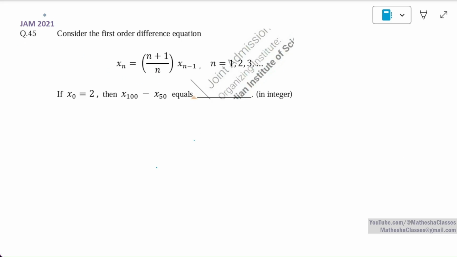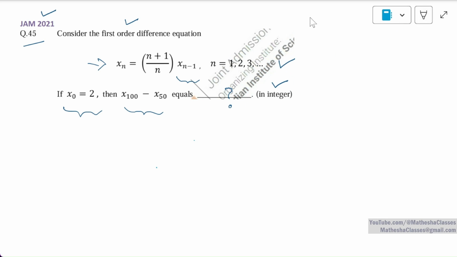The first question from JAM 2021, question number 45. Consider the first order difference equation x_n = (n+1)/n x_{n-1}, where n = 1, 2, 3 and so on. If x_0 = 2, then x_100 minus x_50 equals what? You have to find the answer in integer.